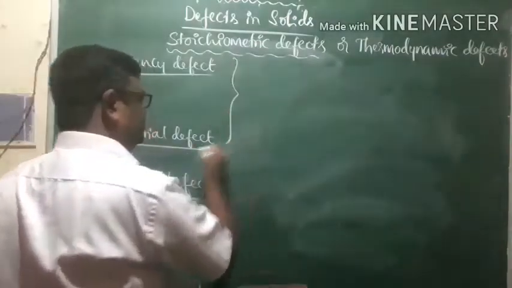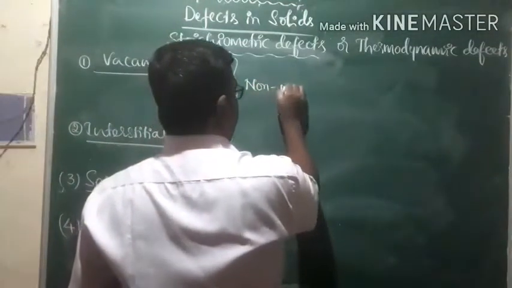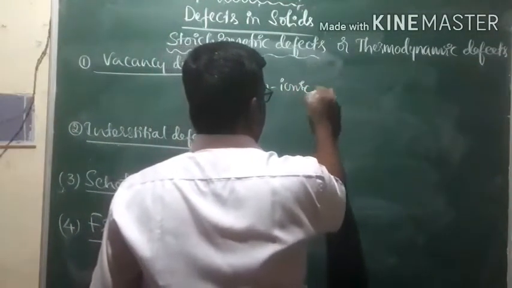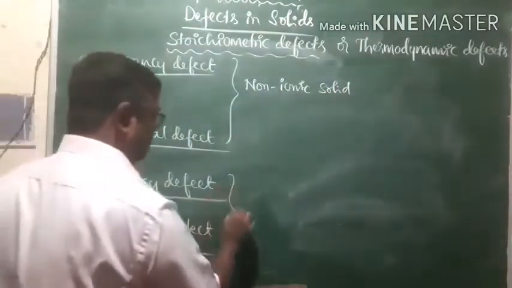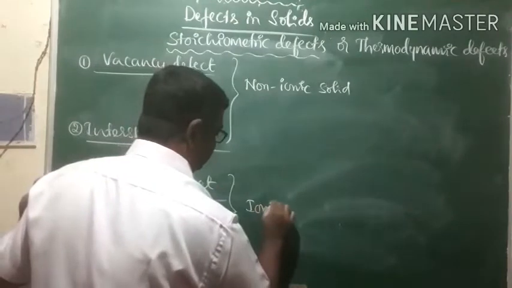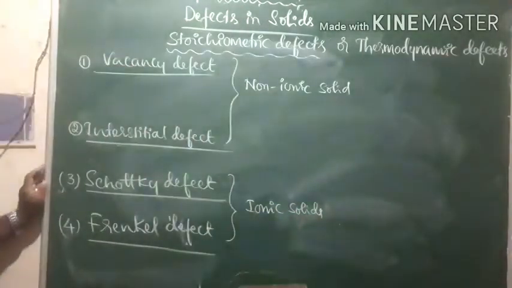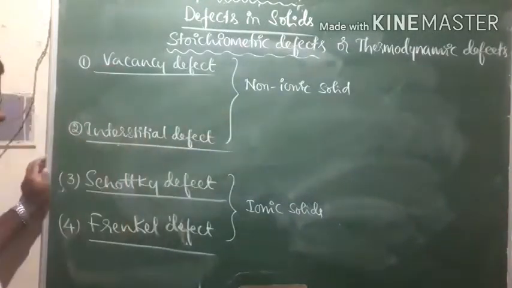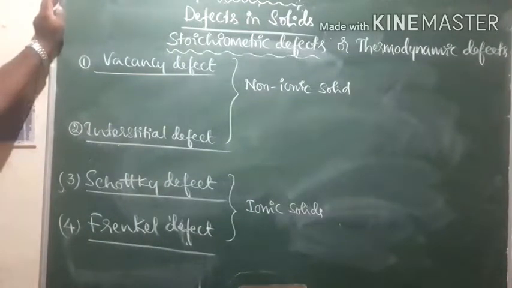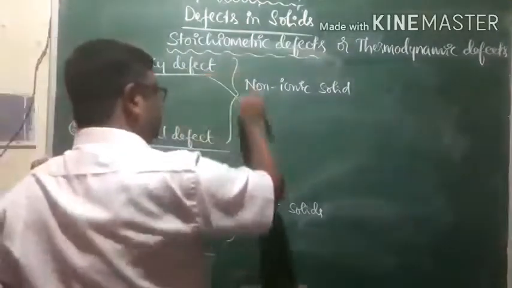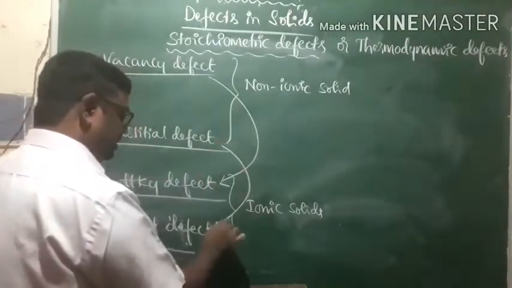As far as these are concerned, the first two are found in the case of non-ionic solids, and the other two are found in the case of ionic solids. We need some clarity here: these two are found in non-ionic solids, and these two in ionic solids. I am saying this because vacancy defect is similar to Schottky defect, and interstitial defect is similar to Frenkel defect.